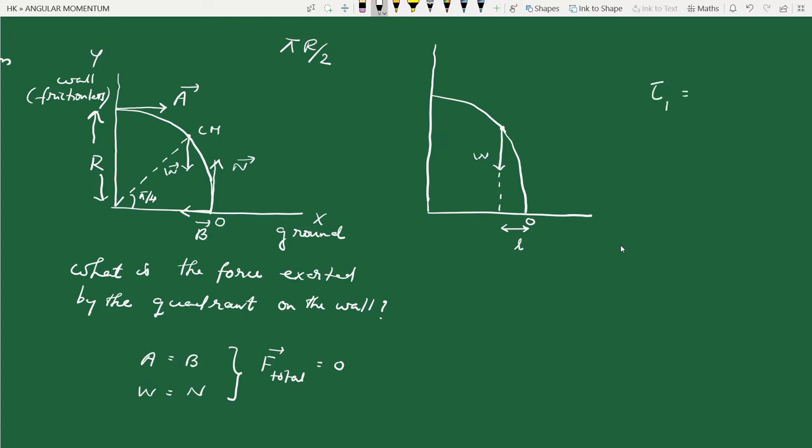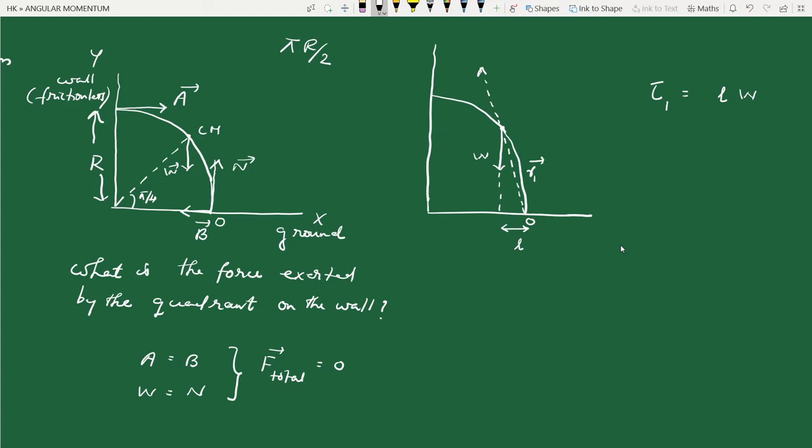Okay, so the magnitude of the torque, let me call it tau 1, is perpendicular distance L into force. Now what is the direction of this torque? To find the direction, we need to look at the direction of r cross F. What is the position vector from the origin to the force? The position vector from the origin to the force is this. Let us call this position vector r1.